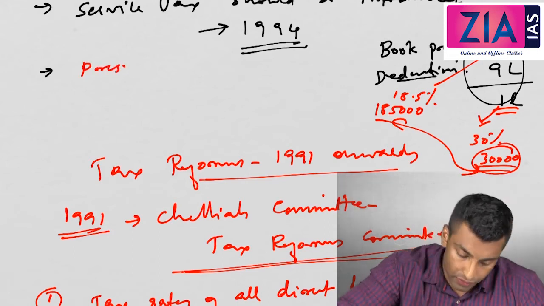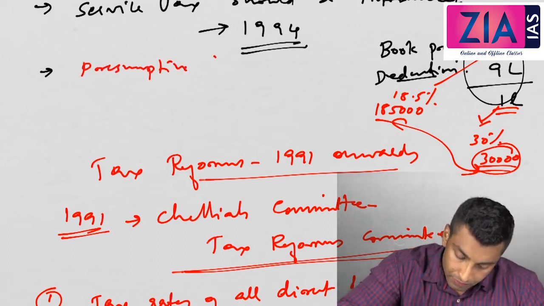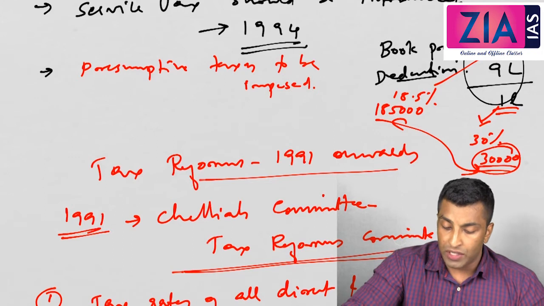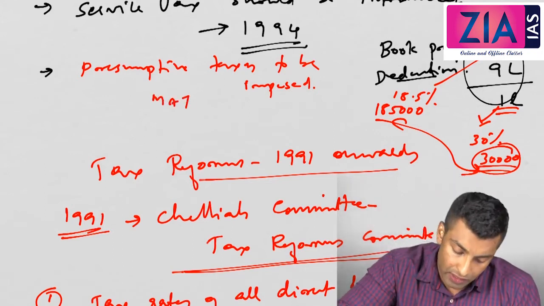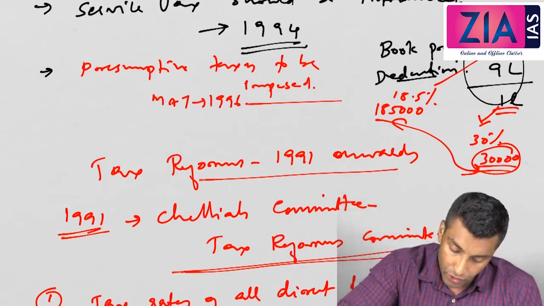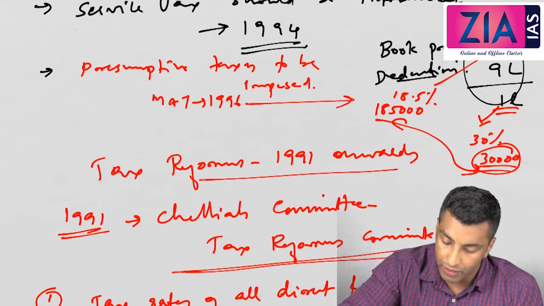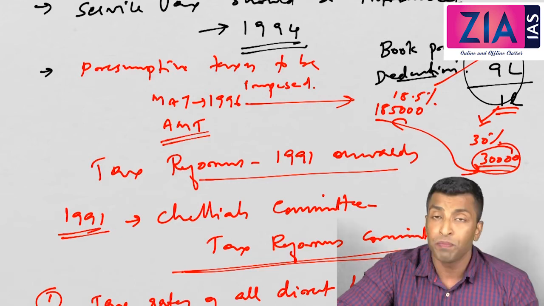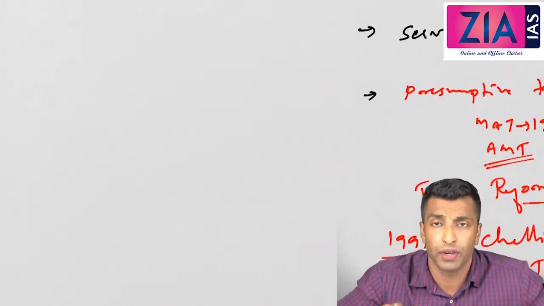We have already discussed this point: presumptive taxes to be imposed. Actually, MAT was imposed in 1996. AMT was also introduced later. AMT is also a presumptive tax.